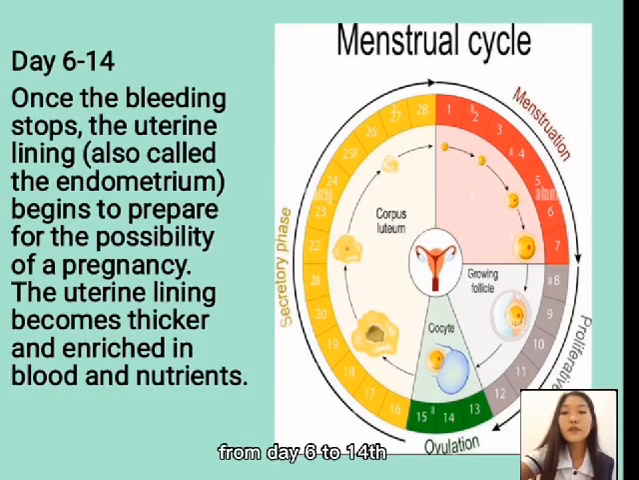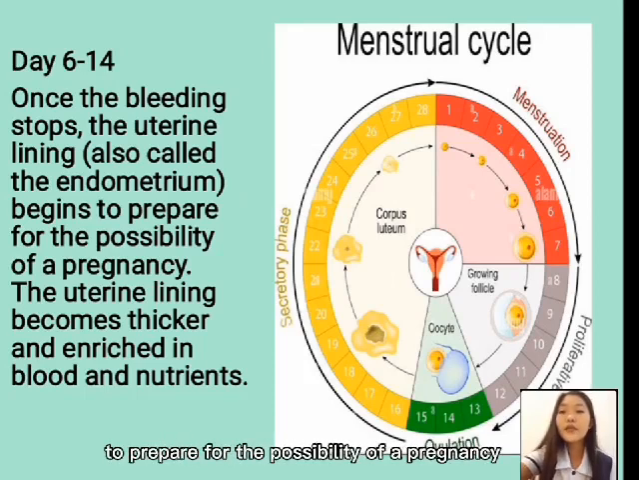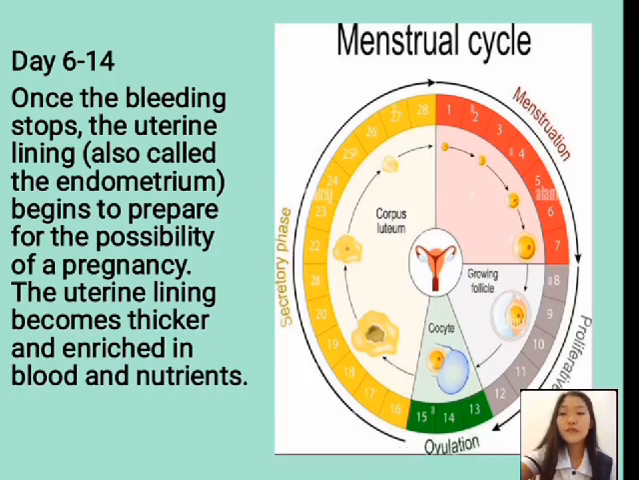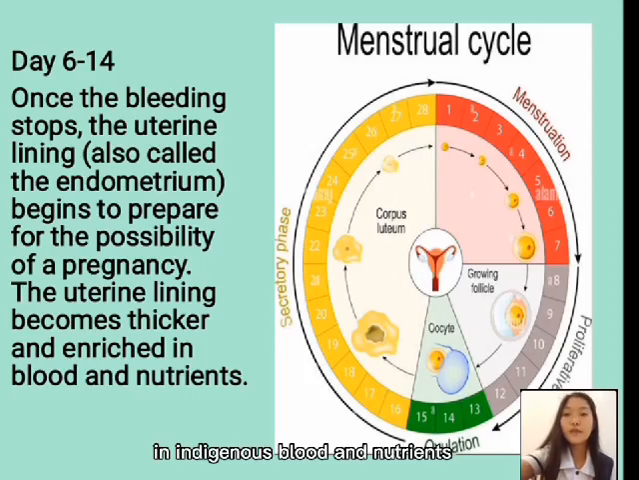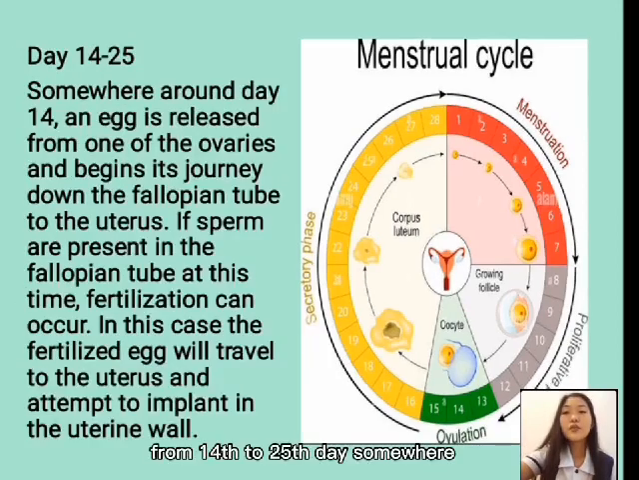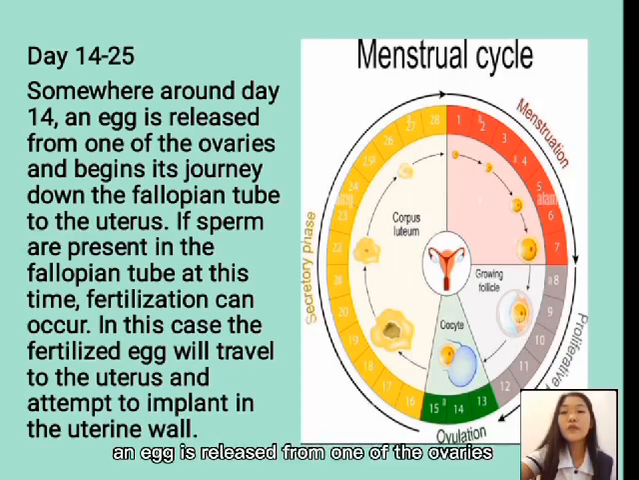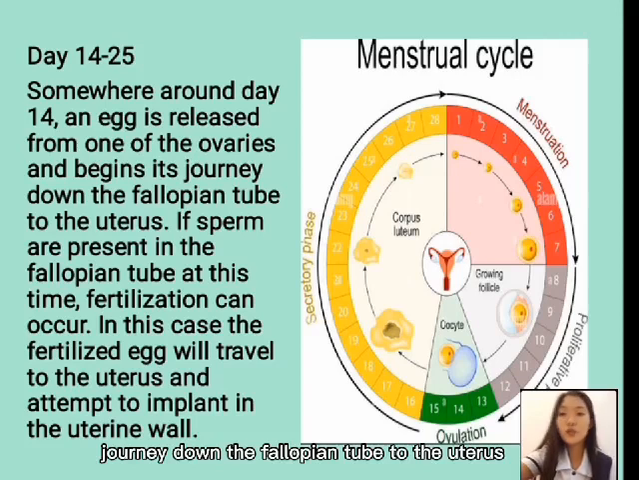From day 6 to 14, once the bleeding stops, the uterine lining, also called the endometrium, begins to prepare for the possibility of a pregnancy. The uterine lining becomes thicker and enriched in blood and nutrients. From the 14th to 25th day, somewhere around day 14, an egg is released from one of the ovaries and begins its journey down the fallopian tube to the uterus.